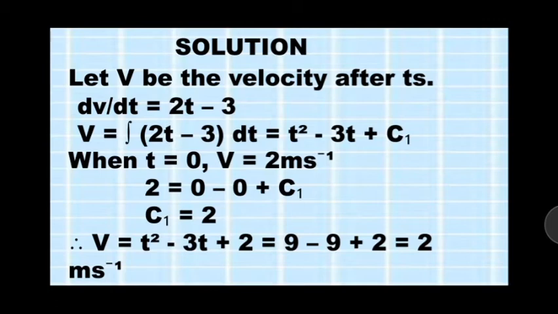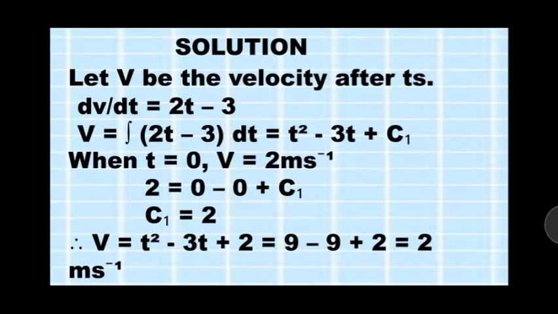And the question said, calculate velocity after 3 seconds. Because it's velocity after 3 seconds, I substitute my 3 in that v now. 3 squared will give me 9. Minus 3 times 3 will give me minus 9 plus 2. So the answer is going to be 2 meters per second if you simplify correctly. So we have given the solution to question A.